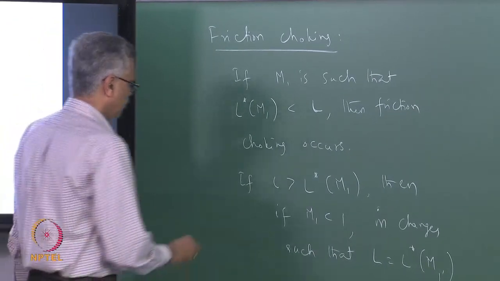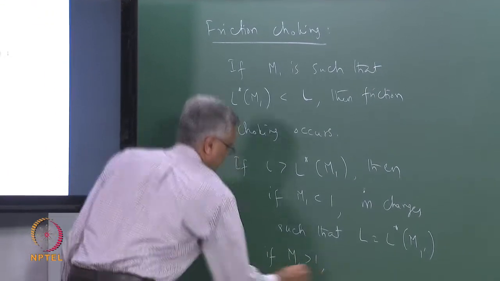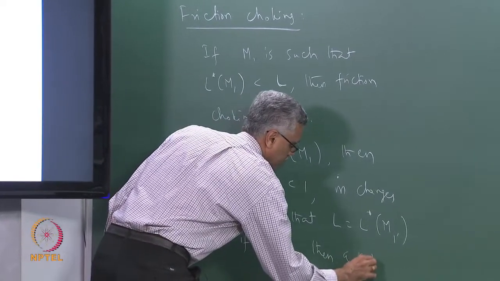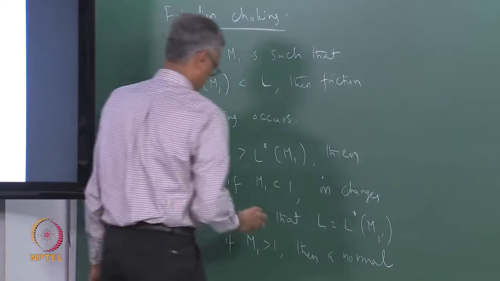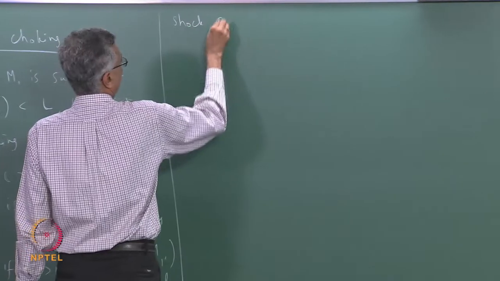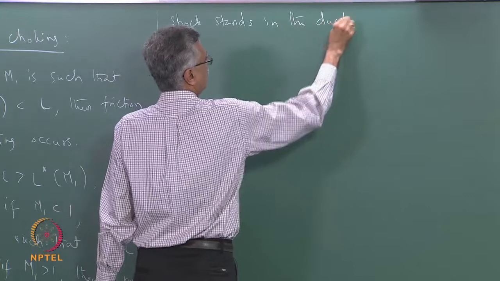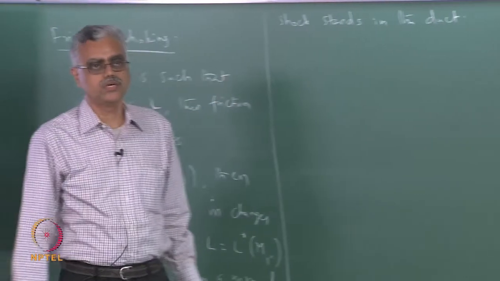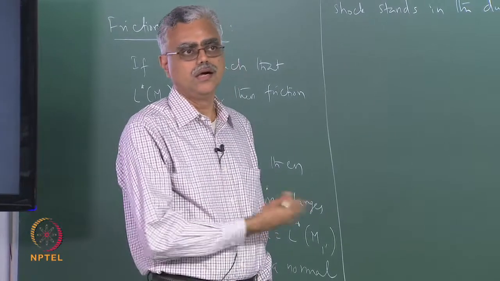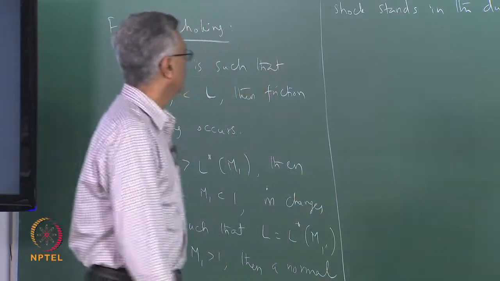And if the inlet Mach number is supersonic, if M1 is greater than 1, then a normal shock occurs in the duct. So, the location of the normal shock has to be determined iteratively. We will work out a numerical example that illustrates how this iterative process works. We will look at both the cases through worked examples.